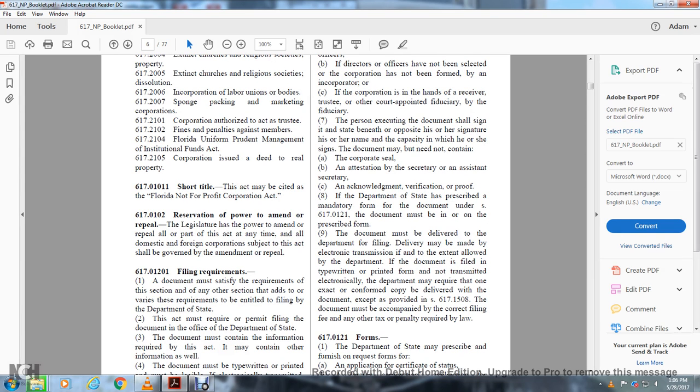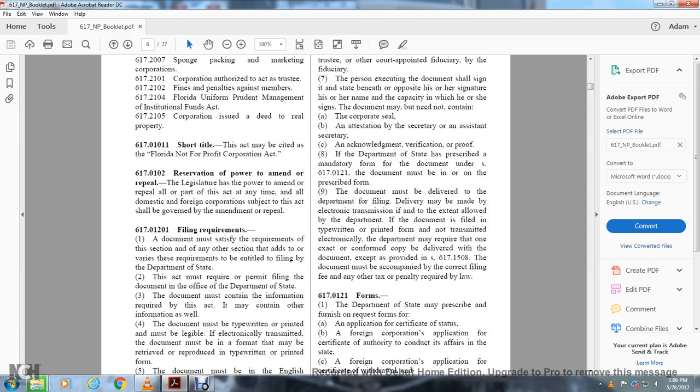All domestic and foreign corporations subject to this act shall be governed by the amendment or repeal. Filing requirements: all documents must satisfy the requirements of this section and any other section that adds to them. Any document required or permitted by this act to be filed must be delivered to the Department of State. The document must contain the information required by the act. It may contain other information as well.